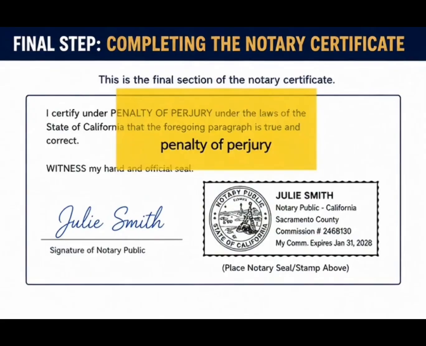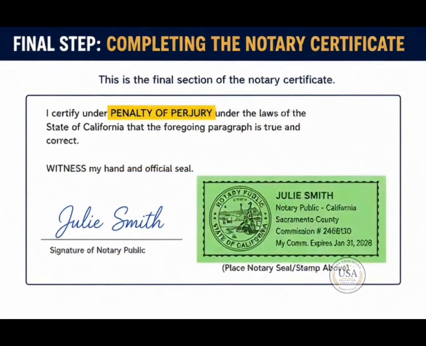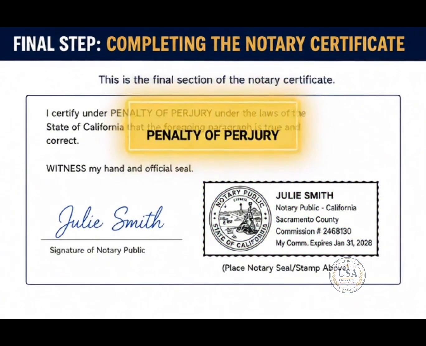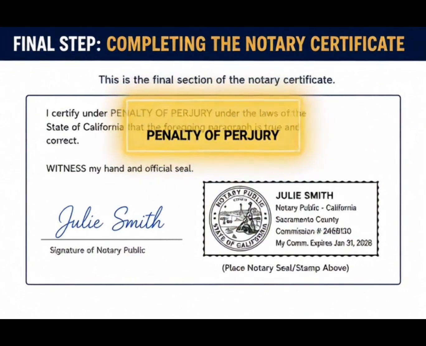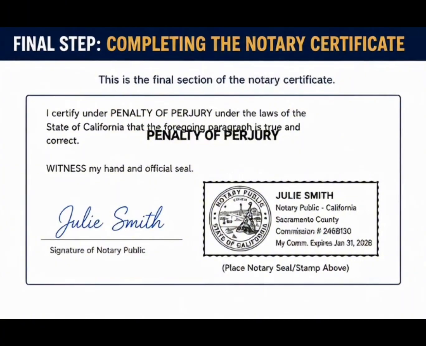In this final section, the notary signs the certificate and applies their official notary seal. The notary seal must be clear and legible and must not be stamped over any wording or signatures on the document. When you sign and stamp a notary certificate, you are doing so under penalty of perjury under the laws of the state of California. You are certifying that the notarization was performed properly and according to law.